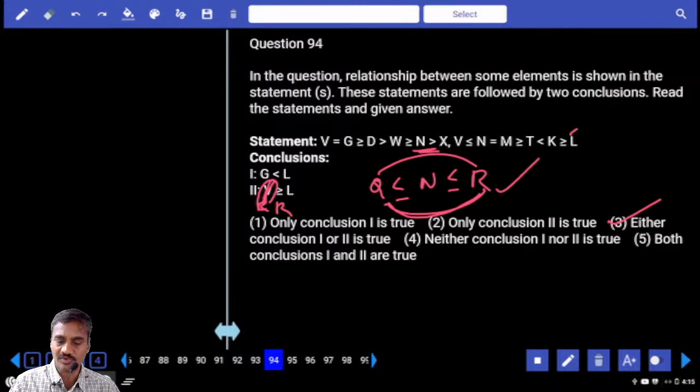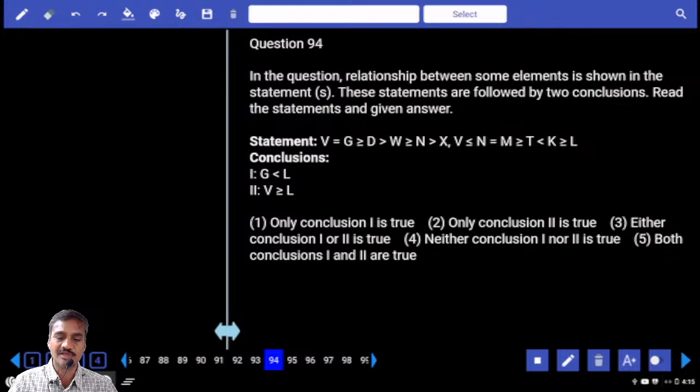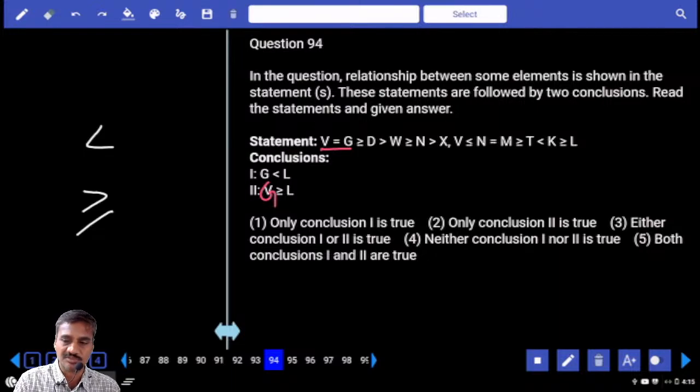The next one, 94. Now in this 94, the relation between G and L. V equals to G, which means in the place of V, I can take it as G. Now between G and L, all the three symbols exist between these two only, isn't it? One is lesser than, the other one is greater than or equals to. Hence what can happen? Either-or possibility, provided between G and L we need to have opposite symbols.